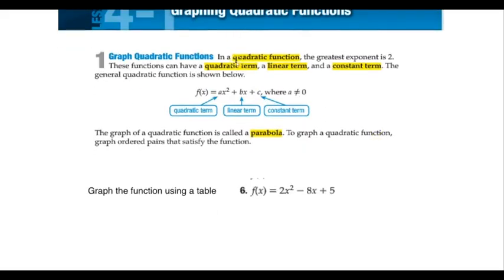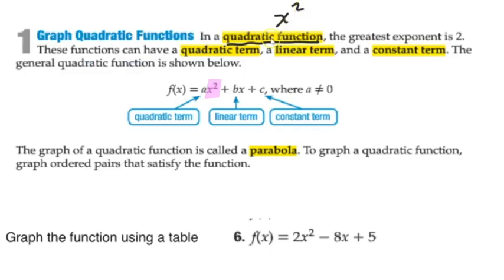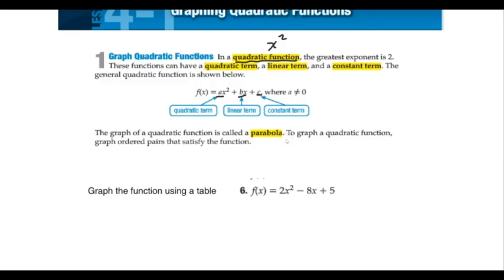First, a quadratic function is a function where the highest term is x squared. If you have this quadratic function here, you can see ax squared is the quadratic term, bx is a linear term, and c is a constant term. We call the graph of that function a parabola.